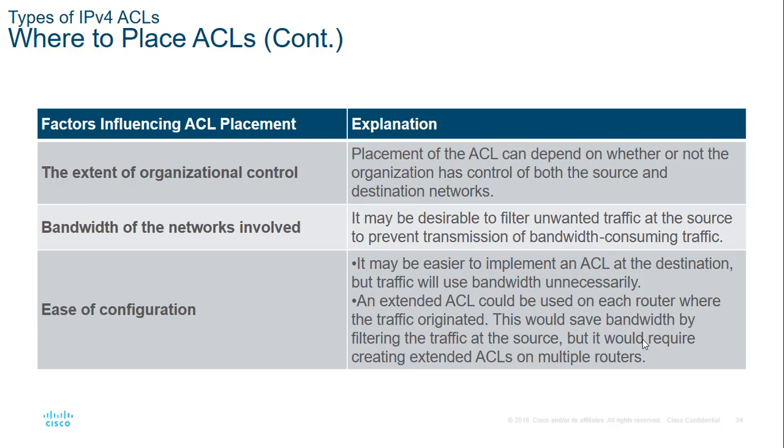An extended ACL can be used on each router where the traffic originated. It would save bandwidth by filtering the traffic at the source, but it would also require creating extended ACLs on other routers.